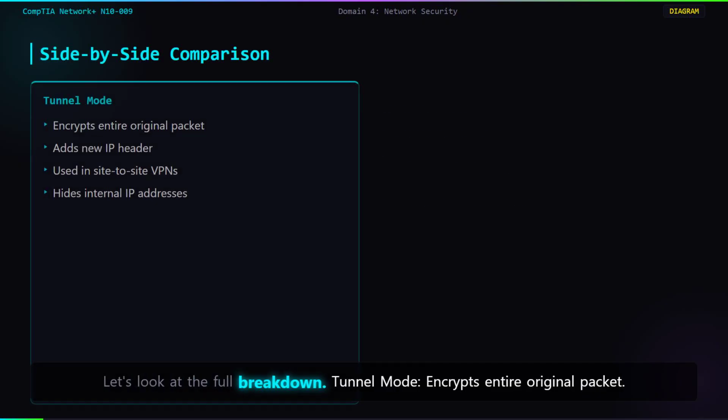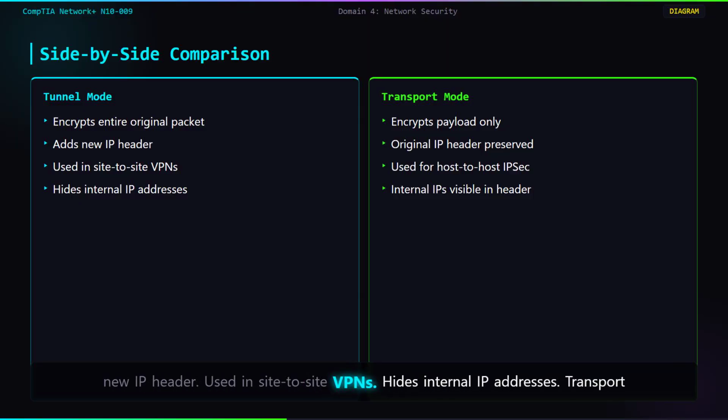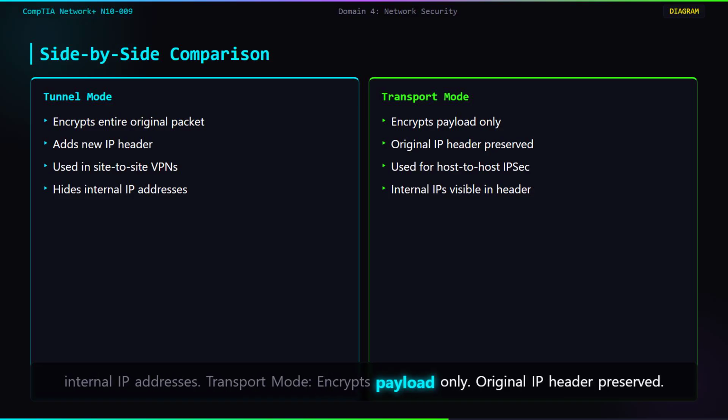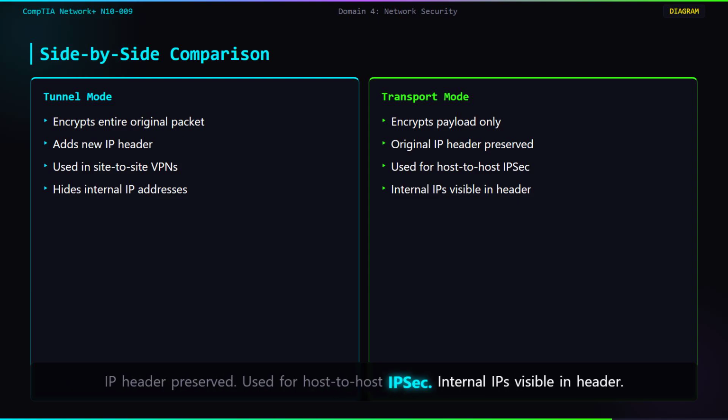Let's look at the full breakdown. Tunnel mode encrypts entire original packet, adds new IP header, used in site-to-site VPNs, hides internal IP addresses. Transport mode encrypts payload only, original IP header preserved, used for host-to-host IPSec, internal IPs visible in header.